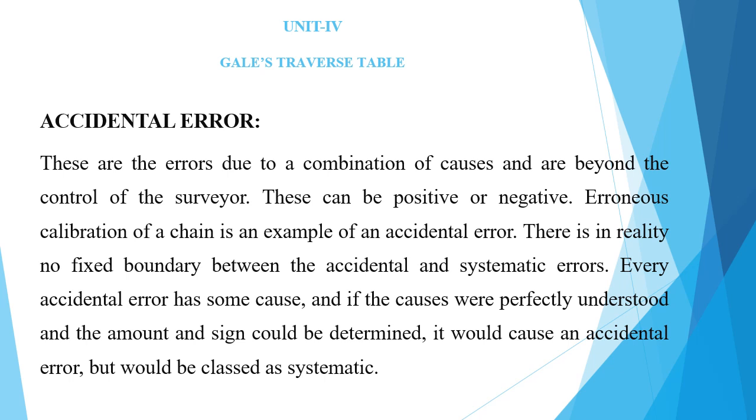Faulty calibration of a chain is an example of an accidental error. There is in reality no fixed boundary between accidental and systematic error. Every accidental error has some cause, and if the causes were perfectly understood and the amount and sign could be determined, it would no longer be an accidental error but would be classed as systematic.